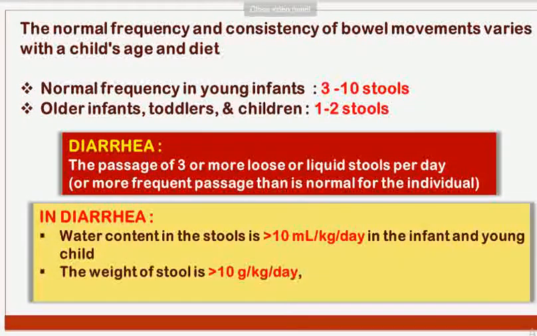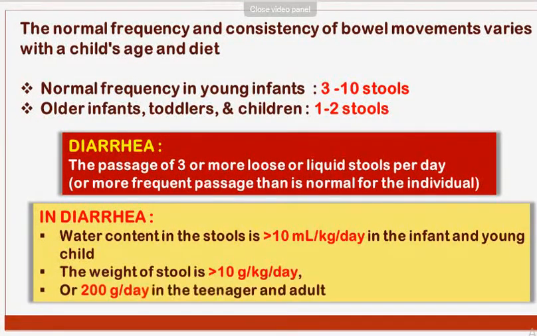So if the weight of the stool is more than 10 grams per kg per day, or more than 200 grams per day in teenagers and adults, this means diarrhea. From this definition, we know that we should weigh the bowel motion to check its volume and its weight. If it is more than normal, it is regarded as diarrhea. This is the highly precise scientific definition, by weighing the bowel motion.